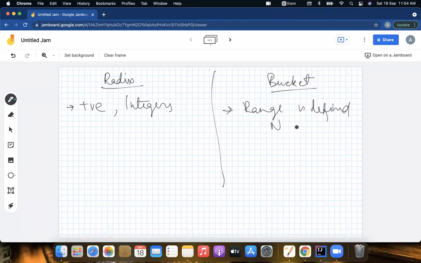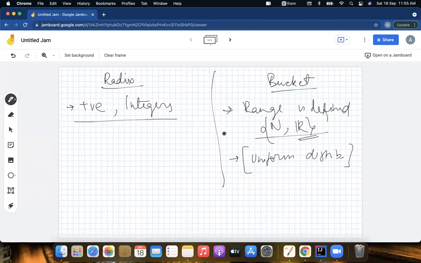The number of elements is defined, and the range is defined. So if you have these two entities, only then you will use bucket sort. And bucket sort will be more efficient, efficient, remember, not that you can apply it, you can apply bucket sort if you have these two, but it will be more efficient if there is a uniform distribution. And this you can use only on positive.